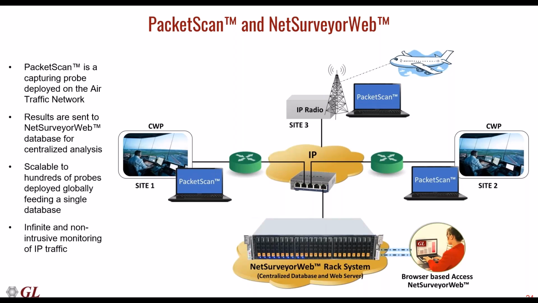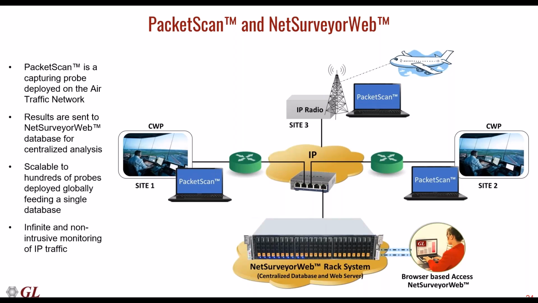Then it will segregate all these captured frames into air to ground and ground to ground calls. It then processes these calls and derives all the deep down statistics for both signaling and traffic. Once it collects all this information, as and when these events are happening, it will send all these call detail records to the central Net Surveyor Web database.